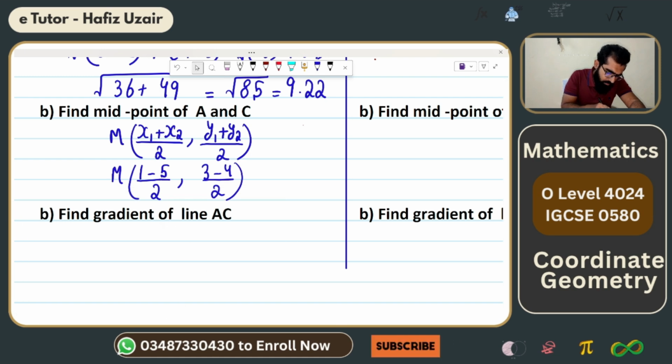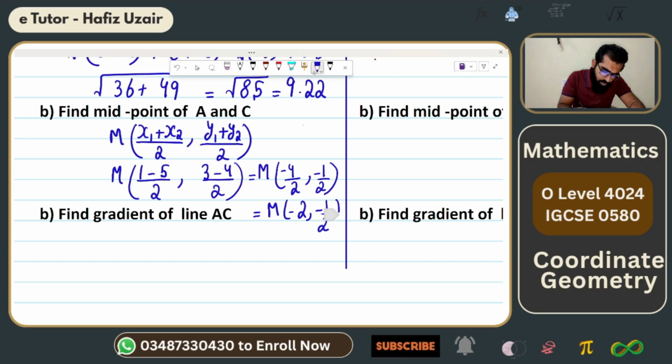So here we have M. Now 1 minus 5 will produce minus 4 upon 2, and then minus 1 upon 2. We can simplify this thing. So M will be minus 2 comma minus 1 over 2. Always simplify this, otherwise you will lose 1 mark.